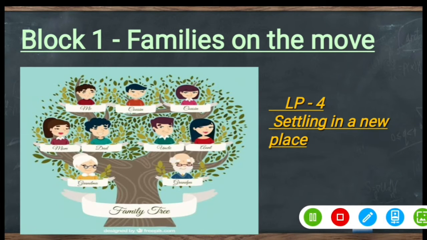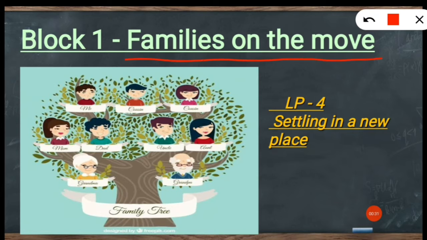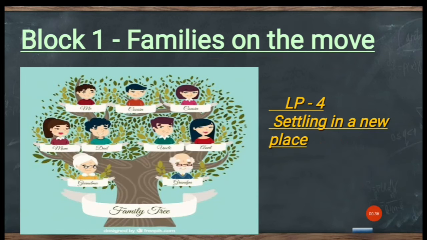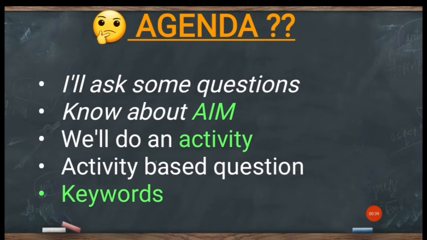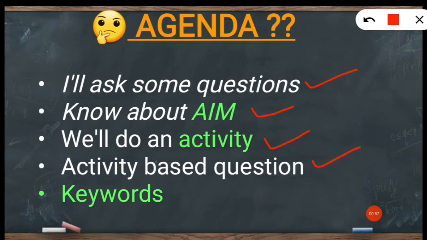So this is our block 1, families on the move, and today we will discuss lesson 4, settling in a new place. What we are going to do today: firstly we will discuss some questions related to the chapter, then we'll know about our aim of the chapter, what we learned today, then we'll do an activity, and after that we'll discuss some questions based on our activity, and at the end I will tell you some keywords related to the chapter. I hope this is clear to you all.